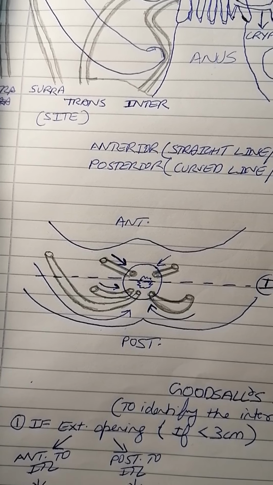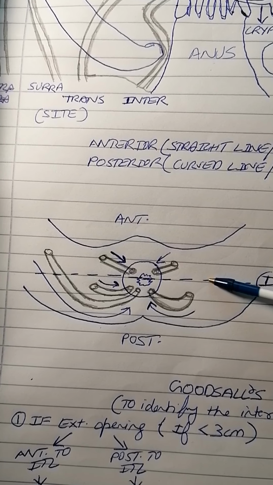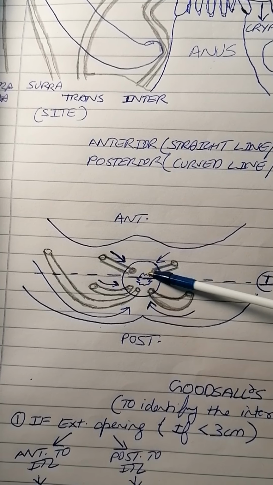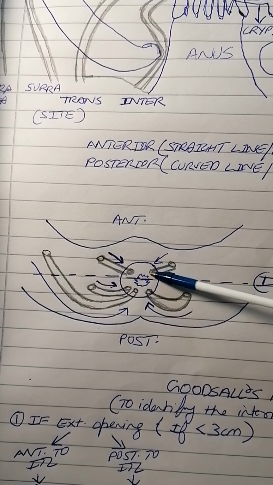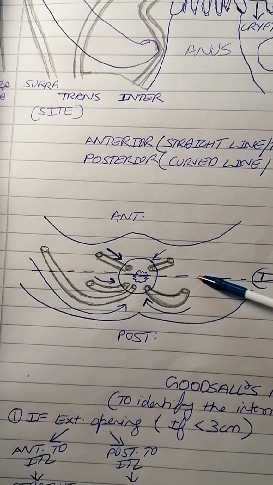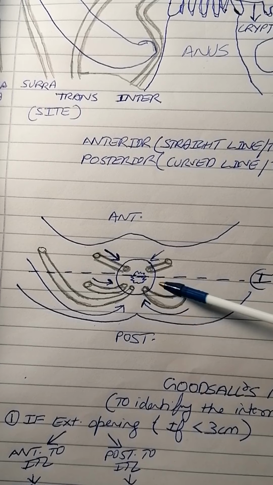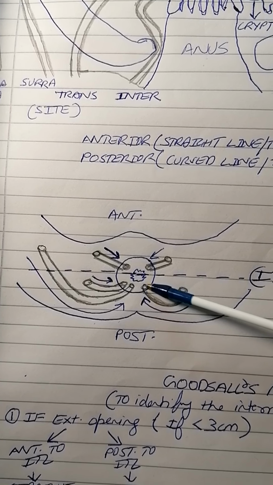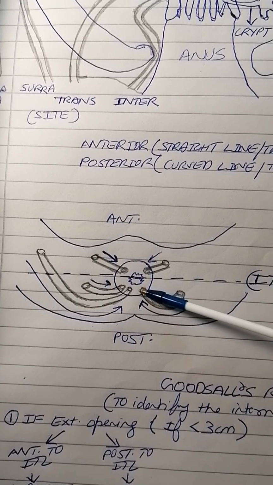So in brief, whenever the external opening is anterior to the imaginary line, the internal opening would be somewhere here, because the tract would be straight. But if the external opening is posterior to this imaginary line, then the internal opening won't be here directly, instead it would take a curved path, so here.